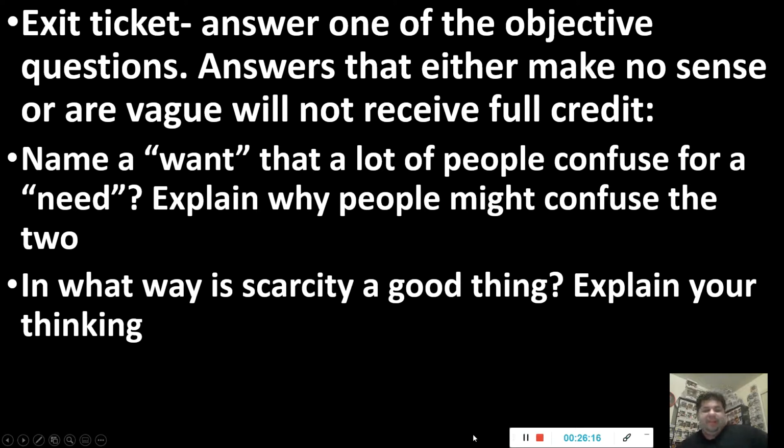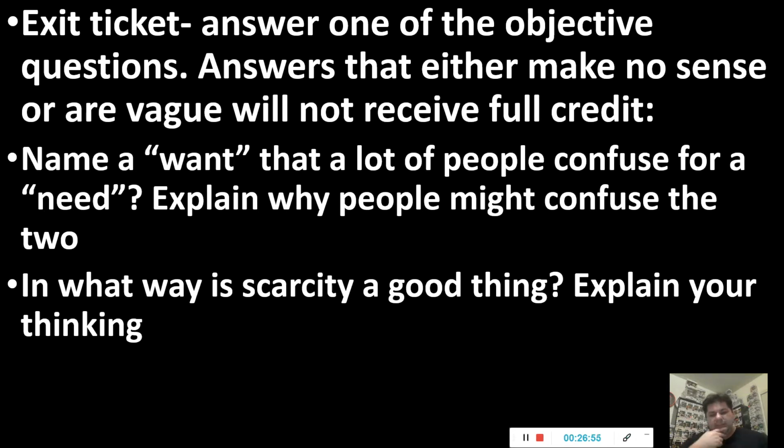All right, so now we come to the exit ticket. Now what I want you to do is this. Pick one of these two exit ticket questions. The first one says, name a want that a lot of people confuse for a need. And then why do you think people confuse those two things? So again, if you forgot what a want and a need are, go back to that section in the video and look that up. Okay, so what is a want that a lot of people confuse for a need? Like, oh, I need this to survive. And you're like, no, you don't. That's a want. You need these three things.